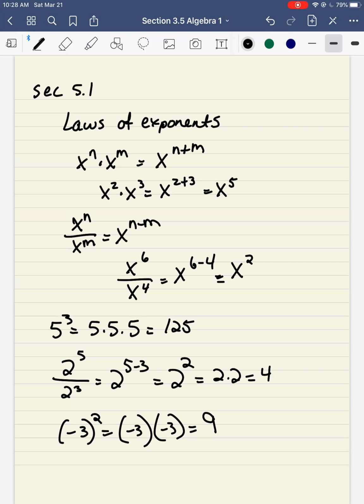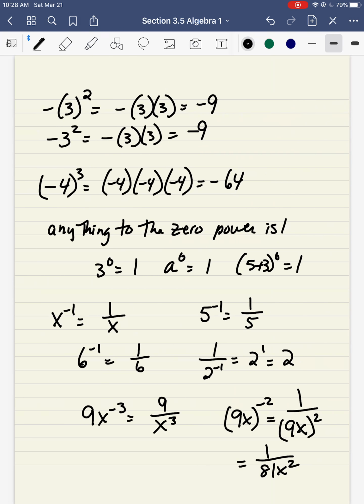In parentheses, if the negative is included and it's squared, the negative goes with the squaring of the number, so minus 3 to the second power would be minus 3 times minus 3, which is a positive 9. On the other hand, if the minus sign is on the outside of the parentheses, or if you don't even have parentheses and there's a minus sign, these are both done the same way. The minus sign does not get squared, just the number gets squared. So 3 times 3 would be 9, and then the negative sign is part of the answer, so negative 9.